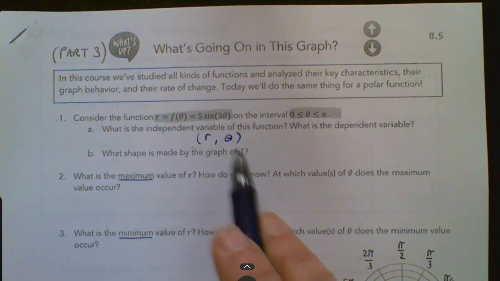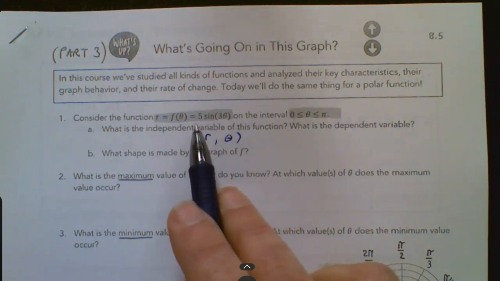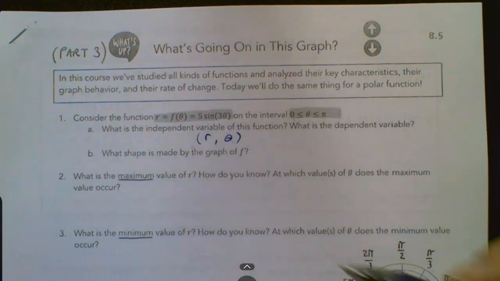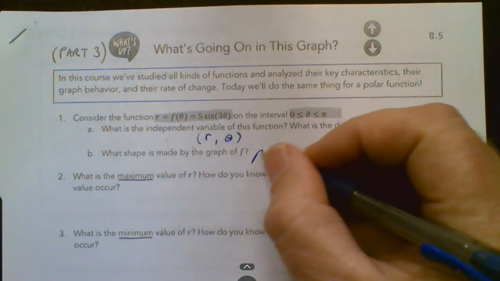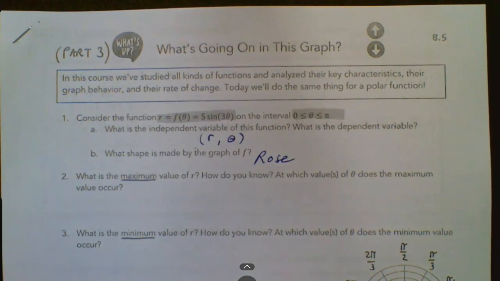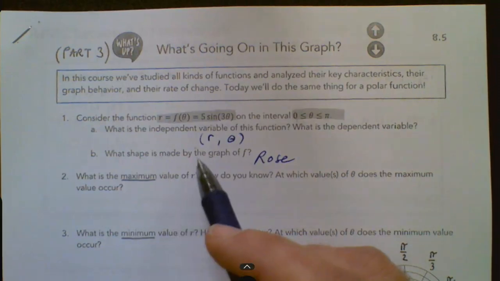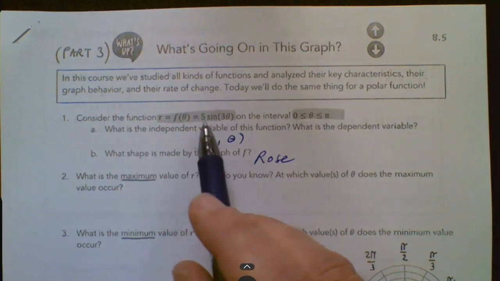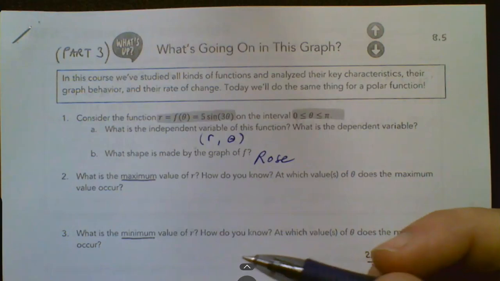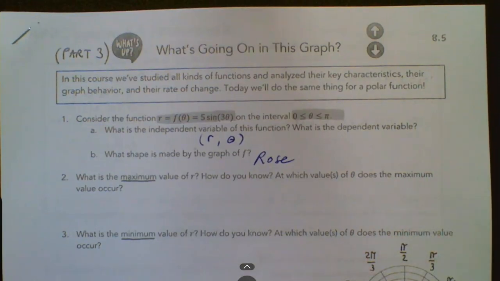What's the shape made by the graph? So we know this would be a rose. This is in the form of a sine n theta, if you remember that one. So max value on this. When we start talking about maximums and minimums, remember with this graph, that a value is like the end of the rose petal. So I know it's going to bounce between 5 and negative 5 on this.